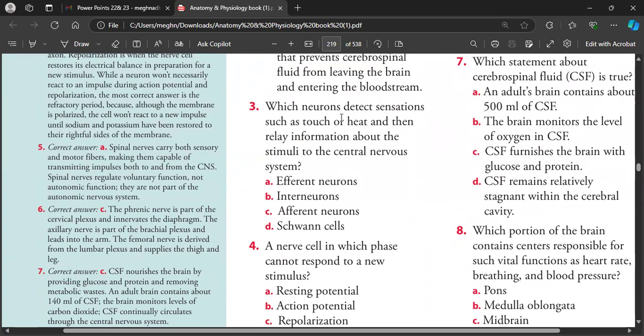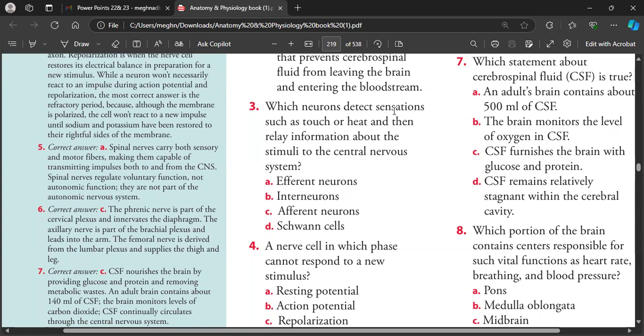Okay, which neuron detects sensations such as touch or heat and relays the information about the stimuli to the central nervous system, right? Efferent or afferent, then interneuron, afferent neuron, and Schwann cell. Which is your answer? I know you already know it.